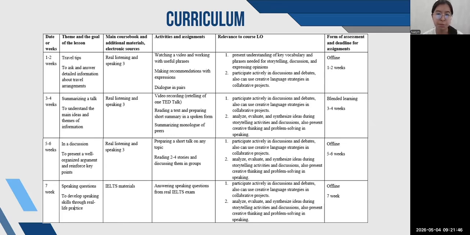The students will be able to present understanding of key vocabulary and phrases, also participate actively in discussions and debates, and use creative language strategies in their speech. The first and the second weeks will be offline, and the students must do these tasks during the first and the second weeks. The last 3 weeks will be offline as well, and only the third and the fourth weeks will be in the form of blended learning, and each week is dedicated to certain topics and to certain tasks.